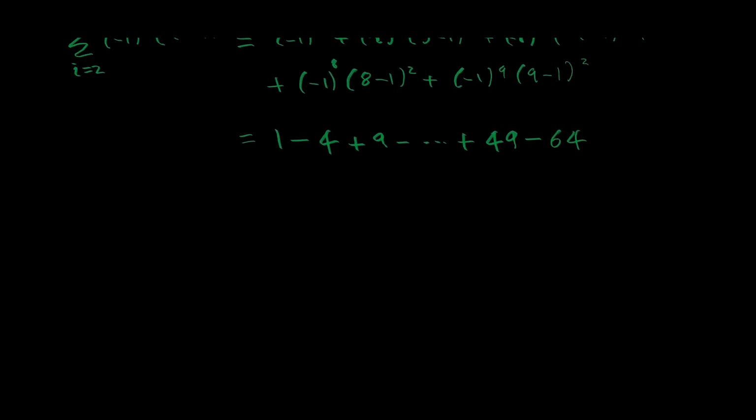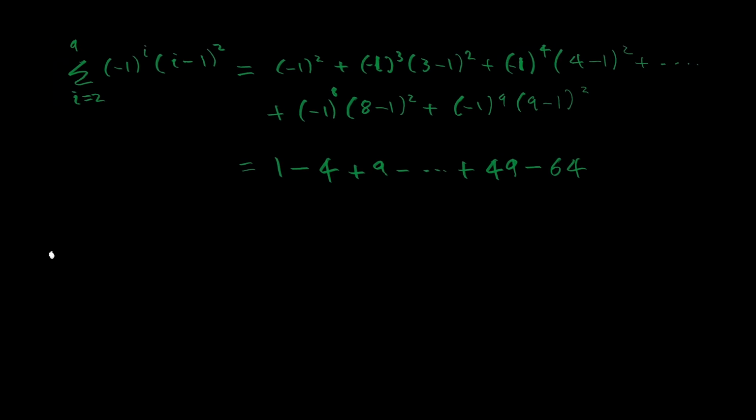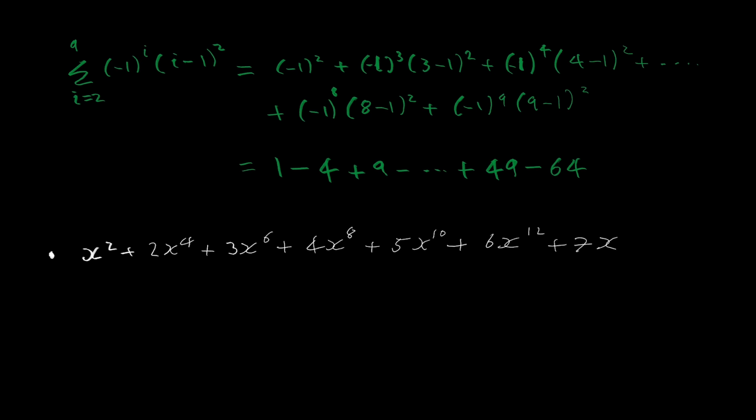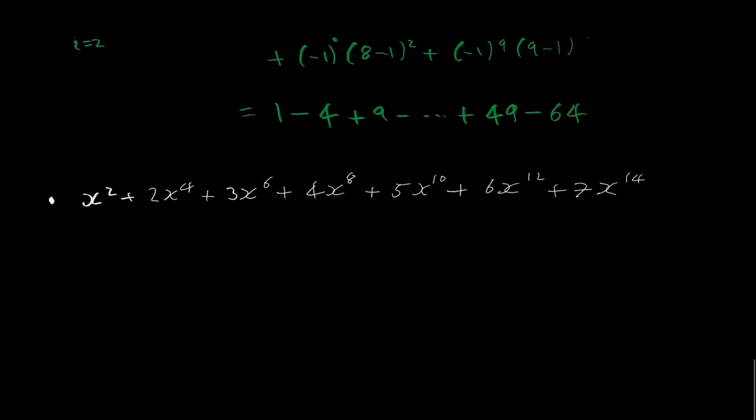I'll do one last example before I wrap up the video. So this one's also about taking the sum that's already expanded and writing it in sigma notation. So let's take this example. We have x squared plus 2x to the 4th plus 3x to the 6th plus 4x to the 8th plus 5x to the 10th. I actually don't know off the top of my head how I'm going to write this in sigma notation, but we'll play around with it. Plus 7x to the 14th, and hopefully I won't embarrass myself.